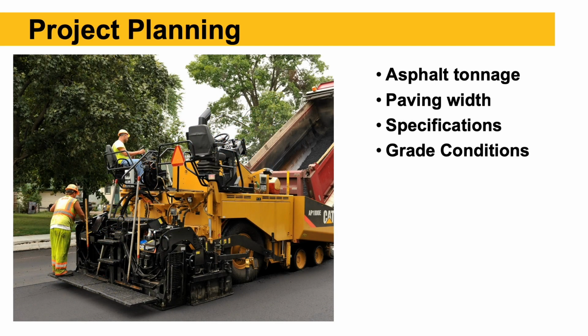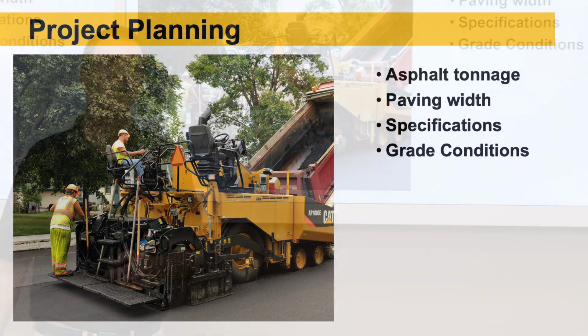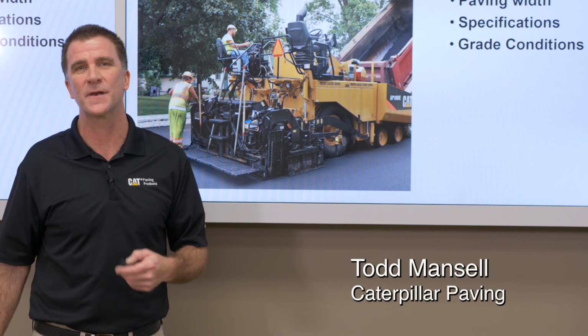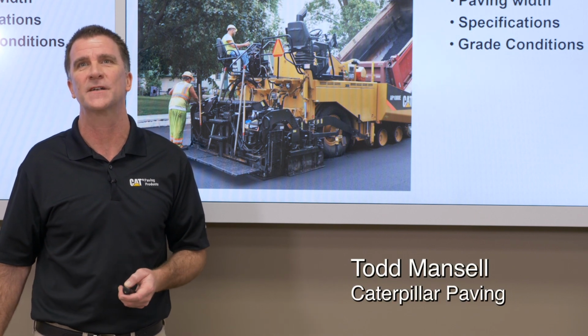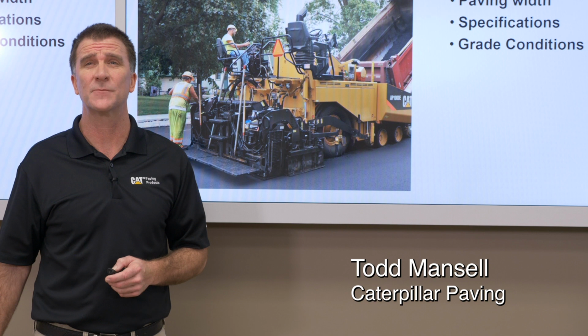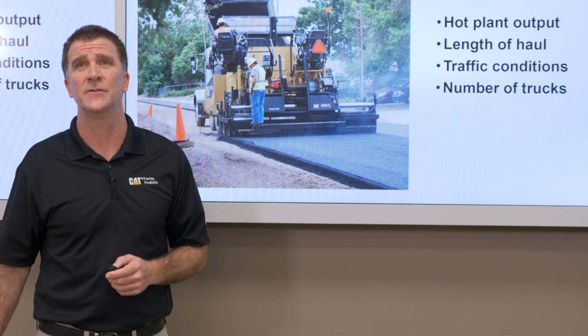So for project planning, we look at asphalt tonnage, we look at our paving width, and we look at our specs so we know how wide and how thick we're paving, what the cross slope or percent crossfall is, and we look at grade conditions. These four things we really need to look at and think about ahead of time, before we actually get out on the job and get ready to set down and start paving.